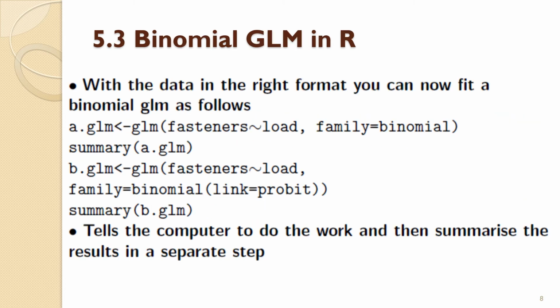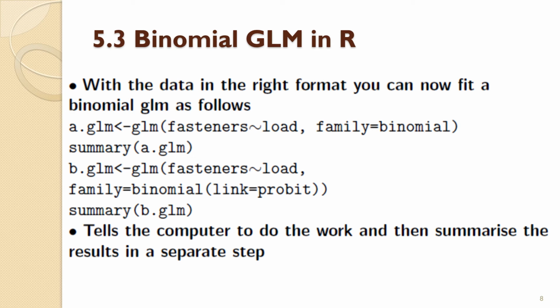So with these binomial generalized linear models in R, the key difference here is that you need the columns of successes and failures bound together with the command cbind, and this is what this variable here, fasteners, is. This is the columns of successes and failures bound together. Much of the rest of the R syntax and interpretation follows from before.